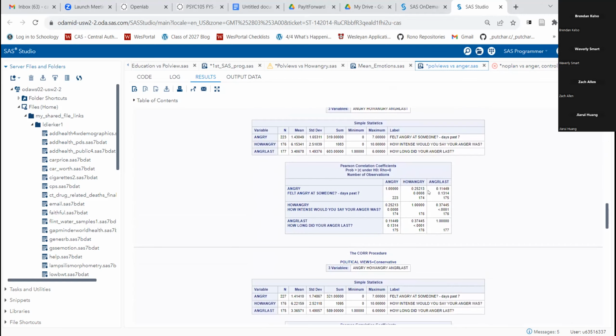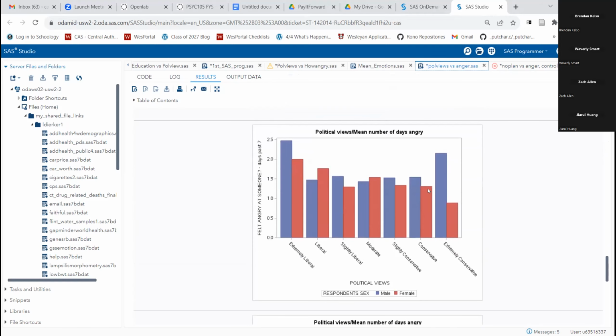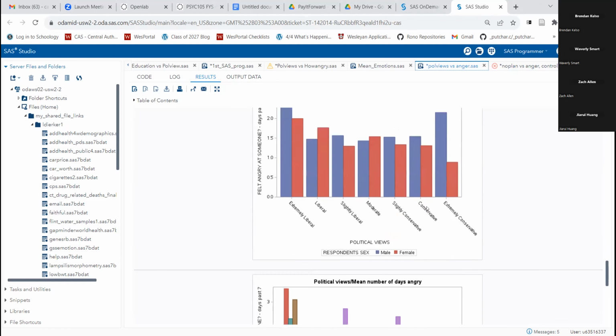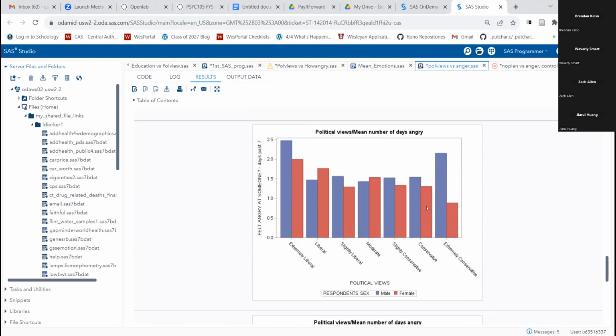But we can take a look at the graphs. So for feeling angry at someone against political views, I don't think there was much. No, let's see. Let me look at that actually. So political views are at the bottom and then felt angry.